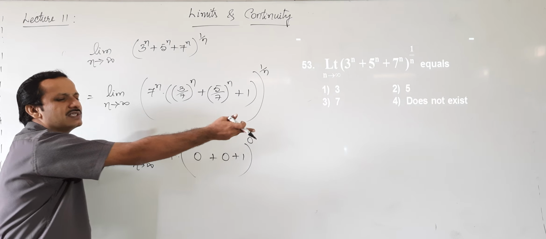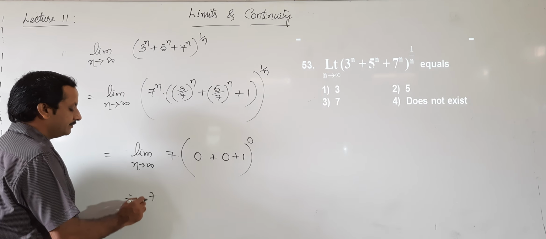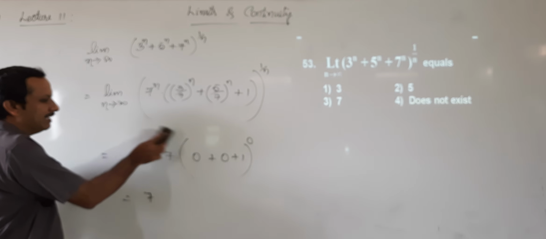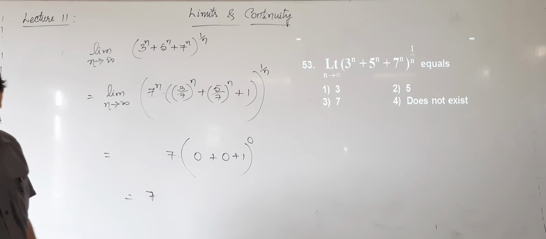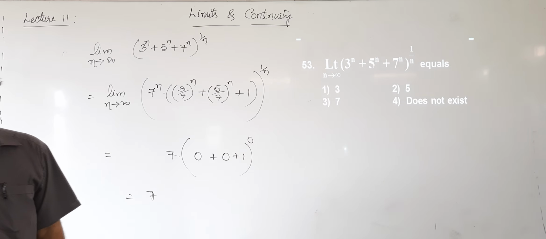So you are left with 1 power 0. What is 1 power 0? 1 power 0 is 1. 1 into 7 is 7. Okay, in fact, this is not necessary here. I have already applied the limit; after applying the limit only, we got this. So 7 into 1 here, so 7 is the answer.